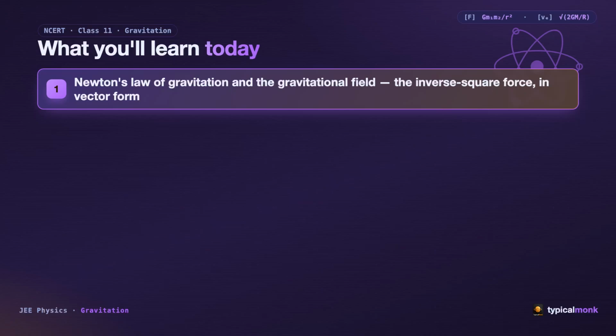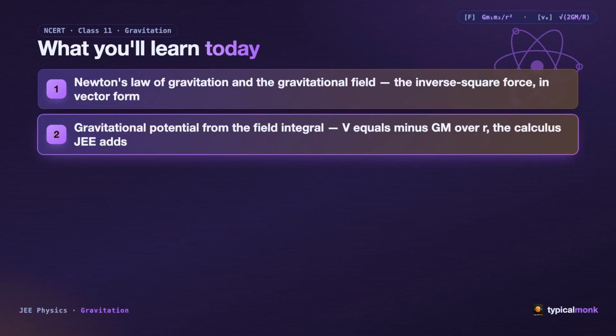So what will you carry home from today's class? First, Newton's law of gravitation and the gravitational field it creates, the inverse square force, written properly as a vector. Second, the gravitational potential found not by memory but by integrating the field, V equals minus GM over r, the calculus step that JEE demands and NEET skips.